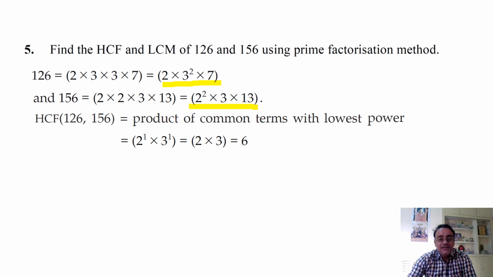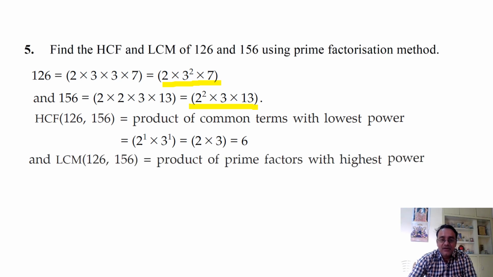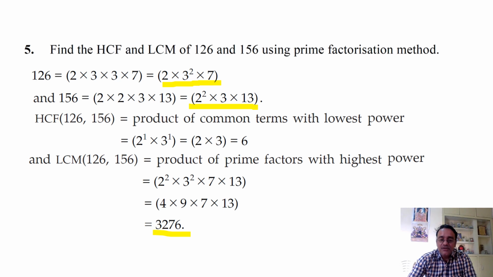Okay, now what is the LCM? The product of all factors involved in this prime factorization with highest power. Okay, so the highest power of 2 is 2, the highest power of 3 is 2, and 7 into 13. So we'll multiply all these 4 numbers. We'll get 4 into 9 into 7 into 13. So that is equal to 3276. So LCM is 3276 and HCF is 6. So this is the answer. Now let us move towards question number 6.